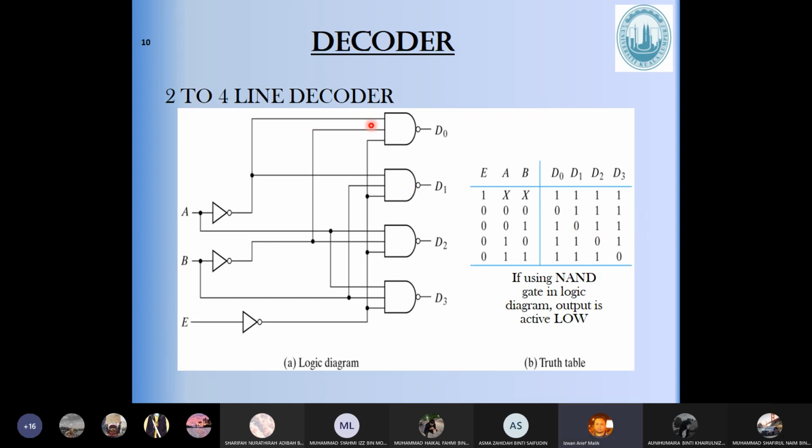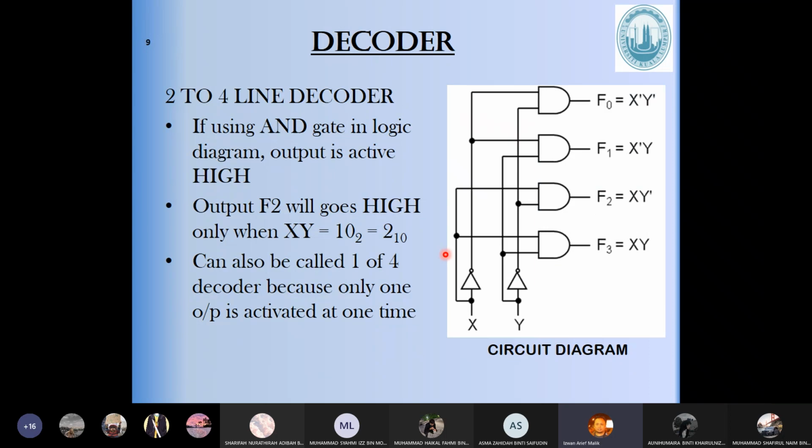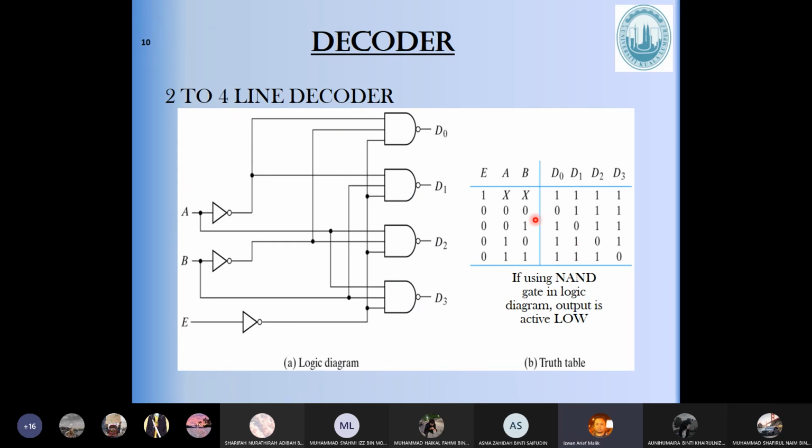Okay, so 2 to 4 line decoder with enable. This one is 2 to 4 line decoder sahaja, tanpa enable. So the truth tables are the same. It's just that the output tu dia terbalikkan sebab dia ada bubble dekat output.